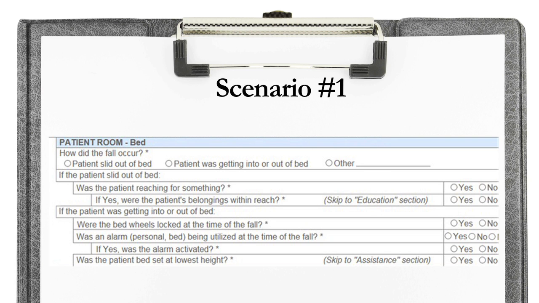We also know that the patient was reaching for the phone while in bed, so you would choose patient slid out of bed because the patient was in a sitting position when she made her fall from the bed to the floor. Finally, we know that the patient was reaching for her phone, so you would choose that the patient was reaching for something. If the patient was reaching for something, and this was the reason for the fall, the patient's belongings were not within reach. Belongings should be placed within the patient's range of reach while in a seated position in bed. You do not need to answer the patient was getting into or out of bed questions since we determined the patient slid out of bed.